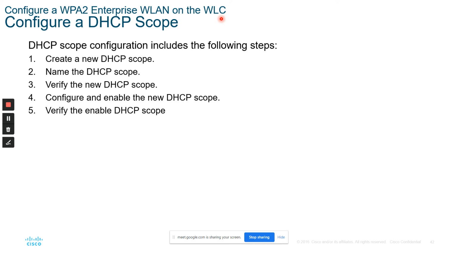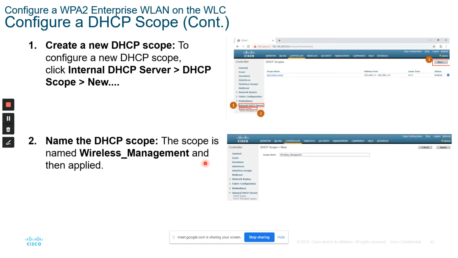So for DHCP, we have to do 5 steps to configure it. First of all, we will define the DHCP scope. Then we will name it. Then we will verify it, and then we configure and enable the DHCP scope, and finally we will verify the DHCP scope.